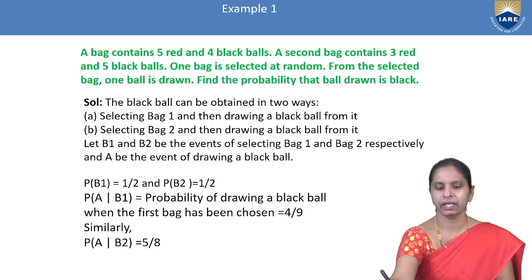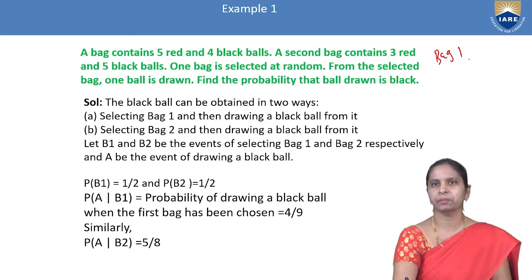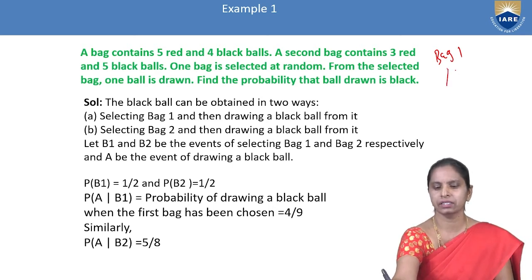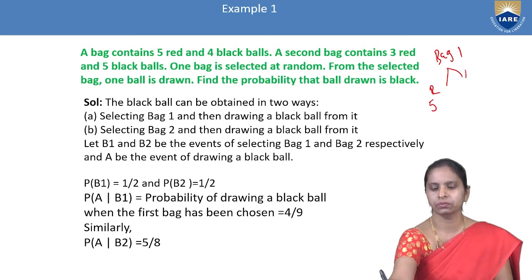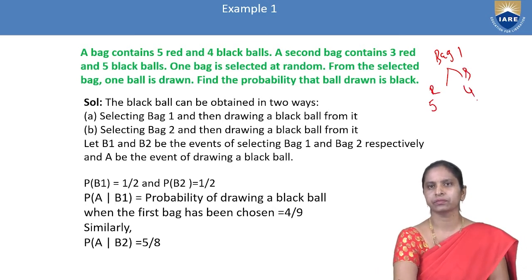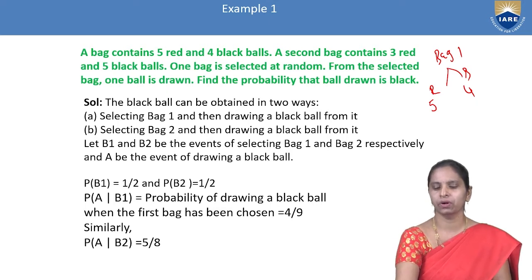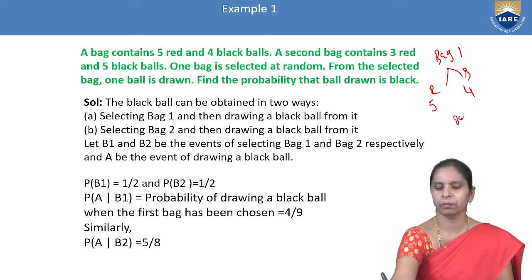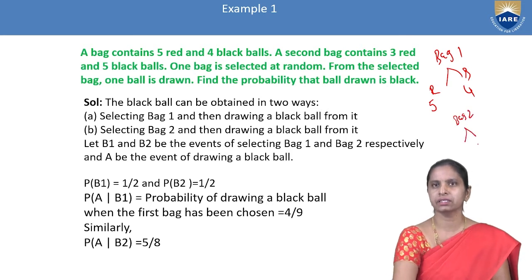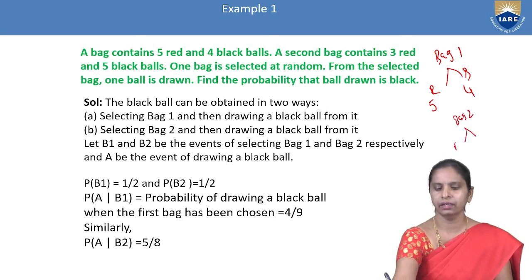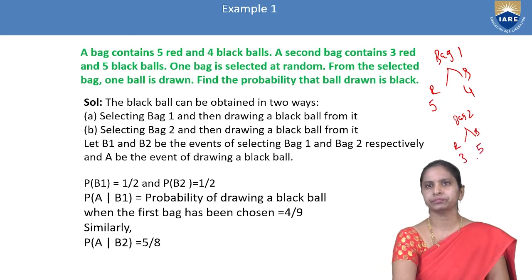So, I am having 2 bags. The first bag, what does bag 1 contain? It contains 5 red balls and 4 black balls. And a second bag contains 3 red and 5 black balls. So, one more bag. What does it contain? It contains 3 red and 5 black balls.